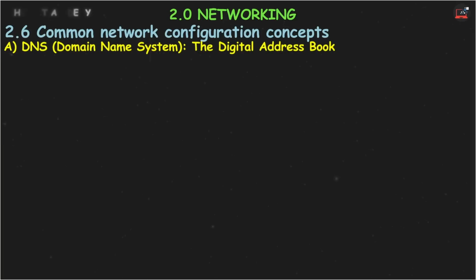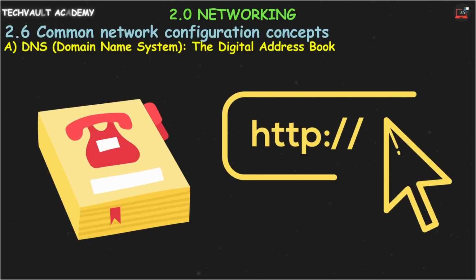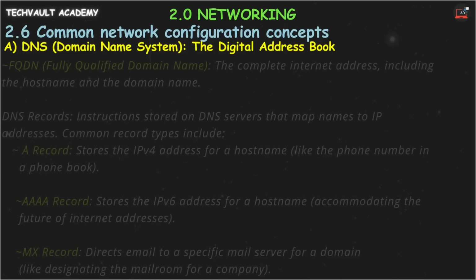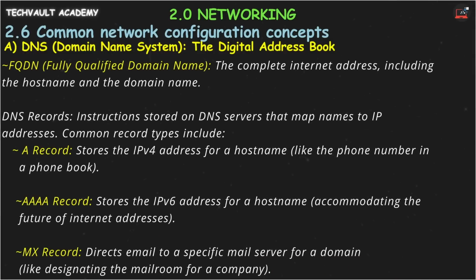1. DNS, Domain Name System. The digital address book. Think of a phone book for the internet. The DNS translates human-readable domain names into numerical IP addresses that computers can understand. This process involves two main components: FQDN, fully qualified domain name, the complete internet address including the host name. DNS records, instructions stored on DNS servers that map names to IP addresses.